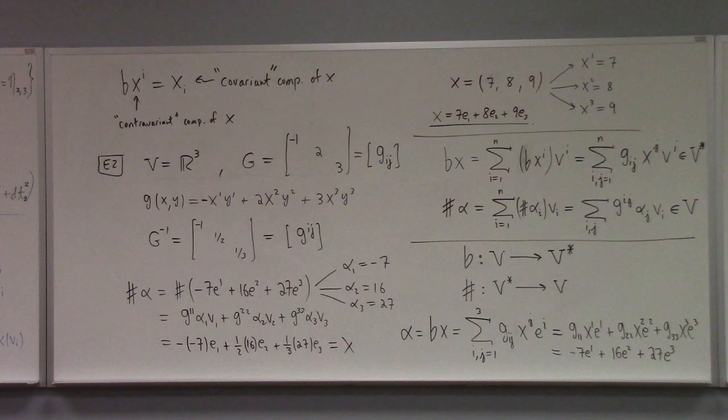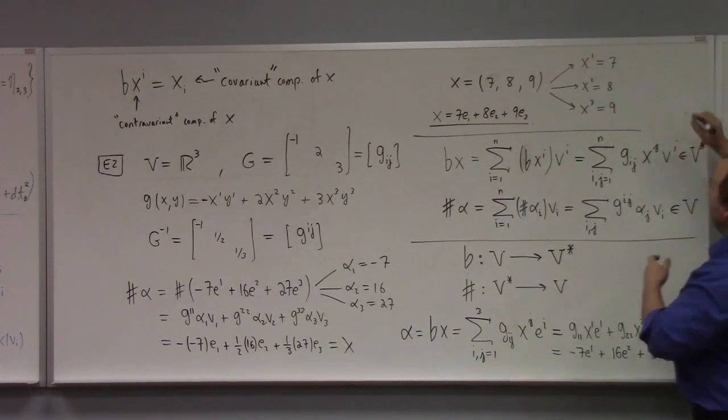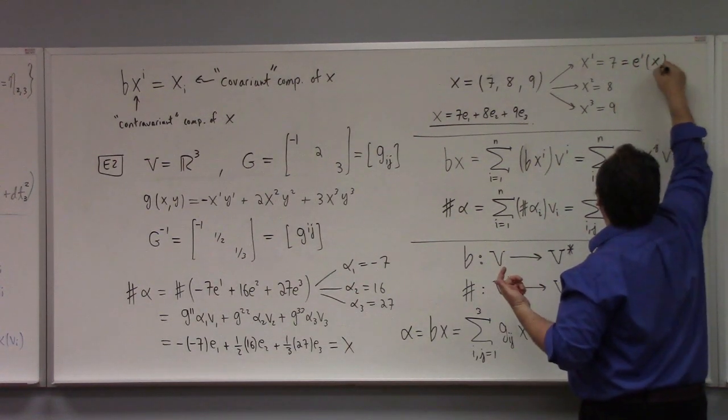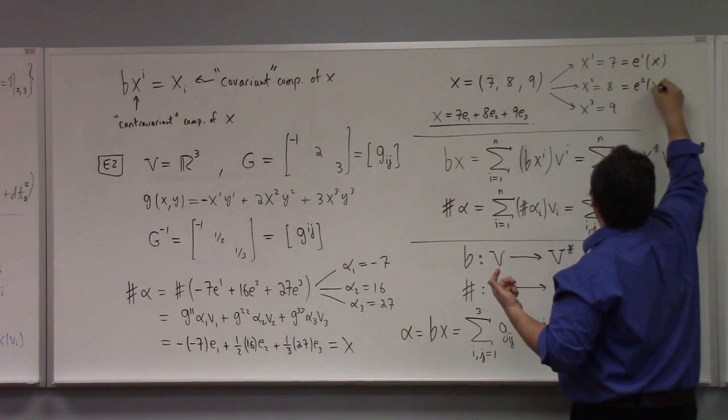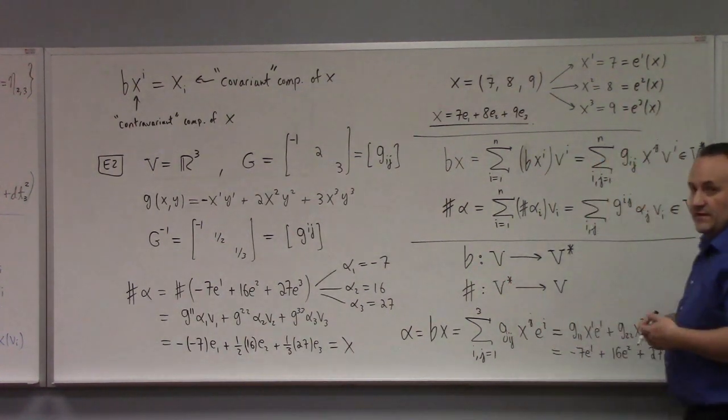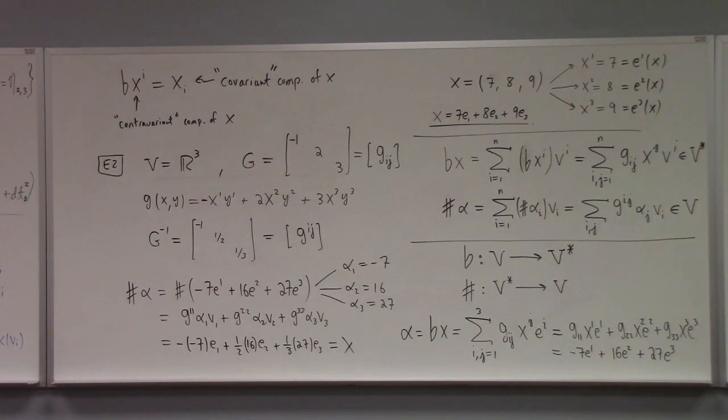Now you can get them from the dual space. It is true that X upper 1 is also equal to E upper 1 acting on X, this is E upper 2 acting on X, this is E upper 3 acting on X. These things are also true. We can understand components in terms of the dual basis acting on the vector, because remember, the dual basis is nothing more than the component functions of the coordinate map. So there's a connection there.